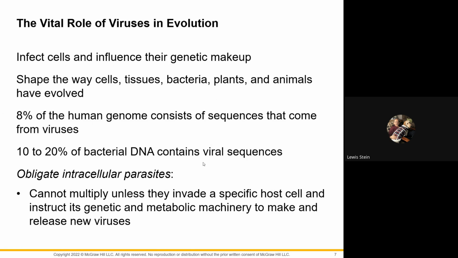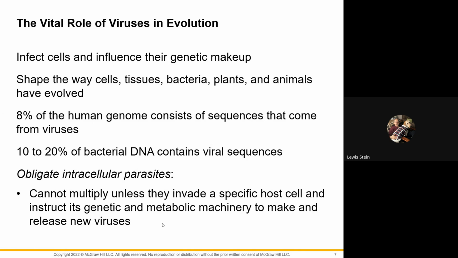15 to 30% of all cancers in us come from viruses, and about half of those come from one, human papilloma. Big player. So the best way I think to classify them is obligate intracellular parasites, that's pretty much the consensus. They cannot multiply unless they invade a specific host cell and instruct its genetic and metabolic machinery to make more viruses. Like I said, it'll convert it into a factory, or it'll do the burst size number.